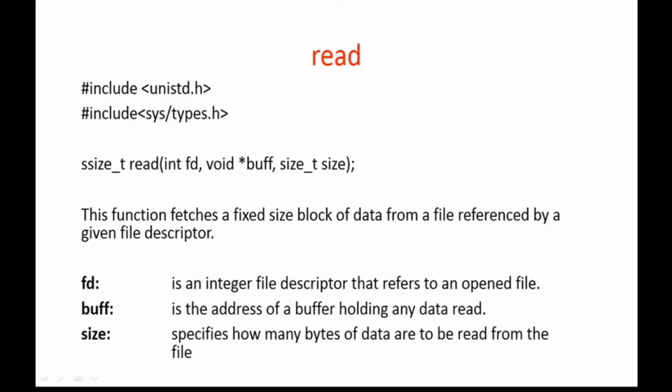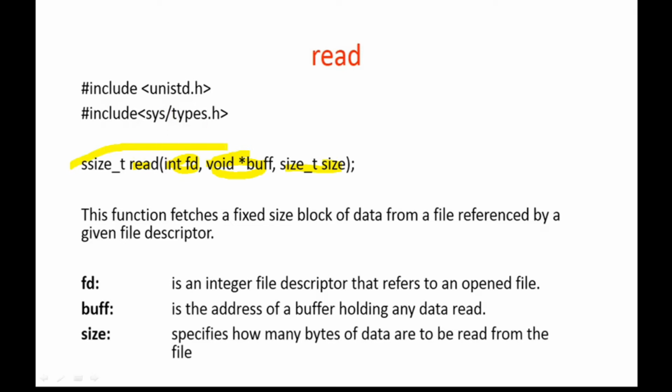Then the next system call is the read system call. First we will see the syntax for that. See here: read, int ft, it is a file descriptor. Already you have opened the file by using the open system call, and that file descriptor has been stored in the variable ft. Then void star buffer, then int size is there, and it is going to return the size here.